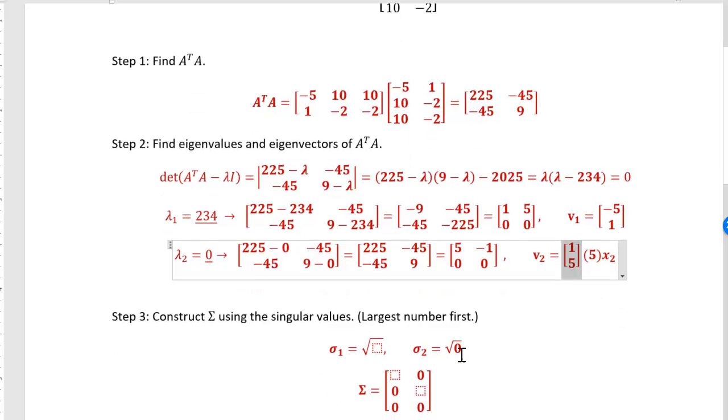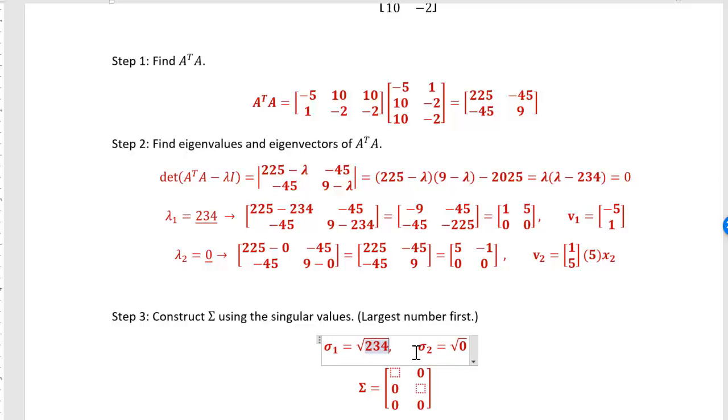Before we do that, let's find our sigma matrix, and we need our singular values. So our singular values are, one of them is 0 and the other one is the square root of 234.